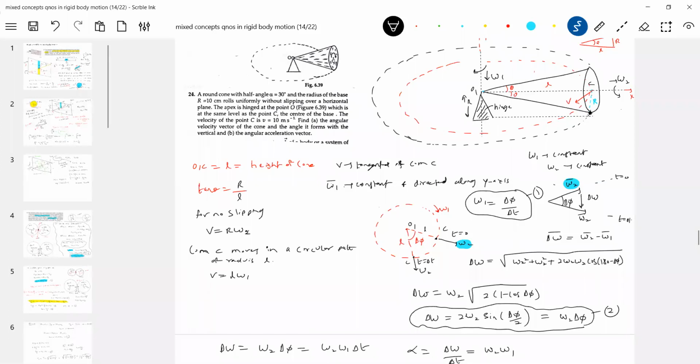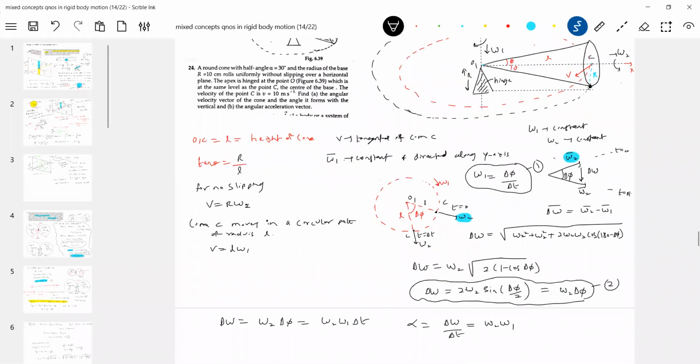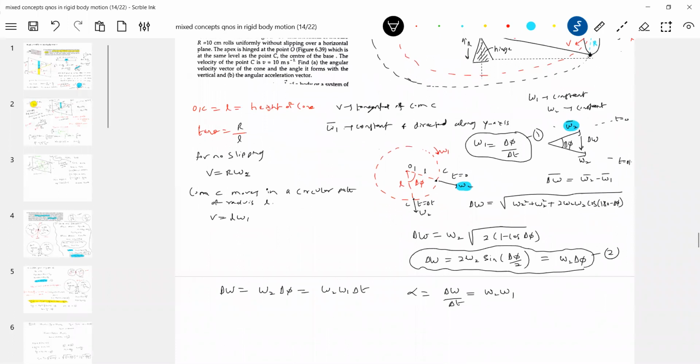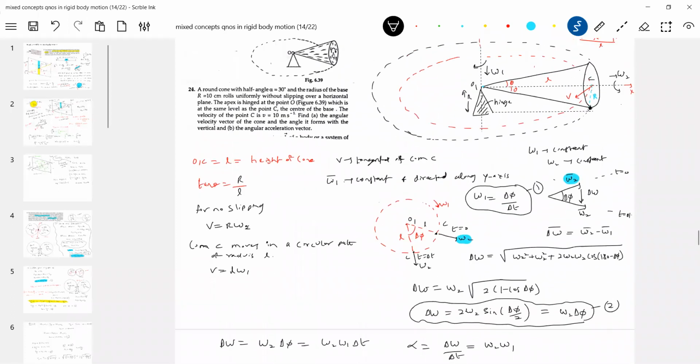And what is the angle between them? 90 degrees. So therefore, I'll bring one very beautiful relationship. What is the formula? Omega 1 cross omega 2. This is one generalized formula. This is the direction of alpha.